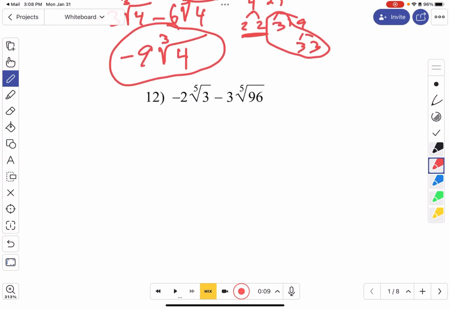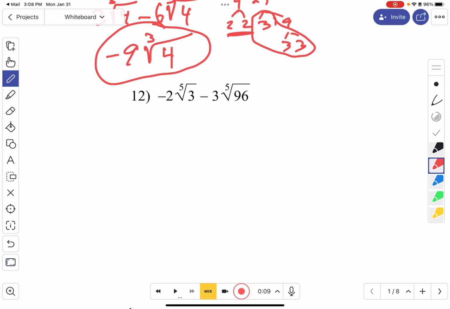Number 12. Fifth root of 3. Can't really do anything with that one. Holy cow, this is a big one. 96. Eek. 96 is 3 times 32. 32 is 4 times 8. It's 2 times 2. 2 times 4. 2 times 2. So we're looking for groupings now of 5.